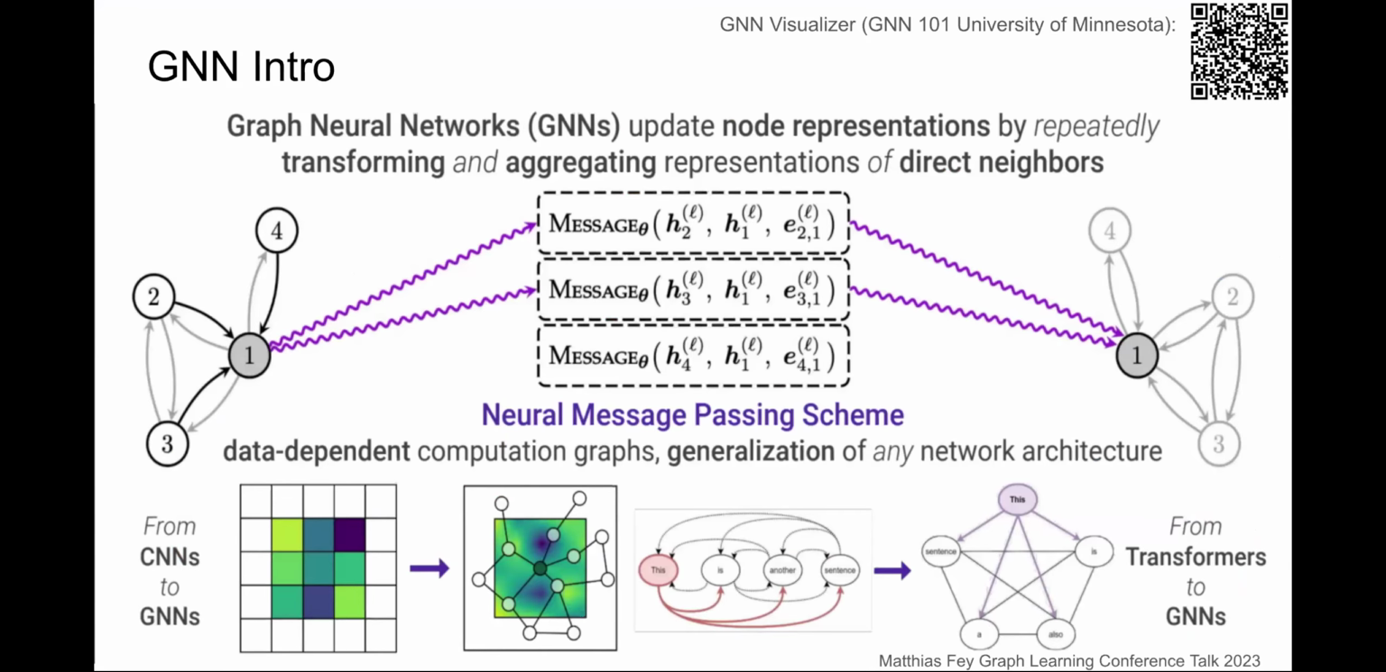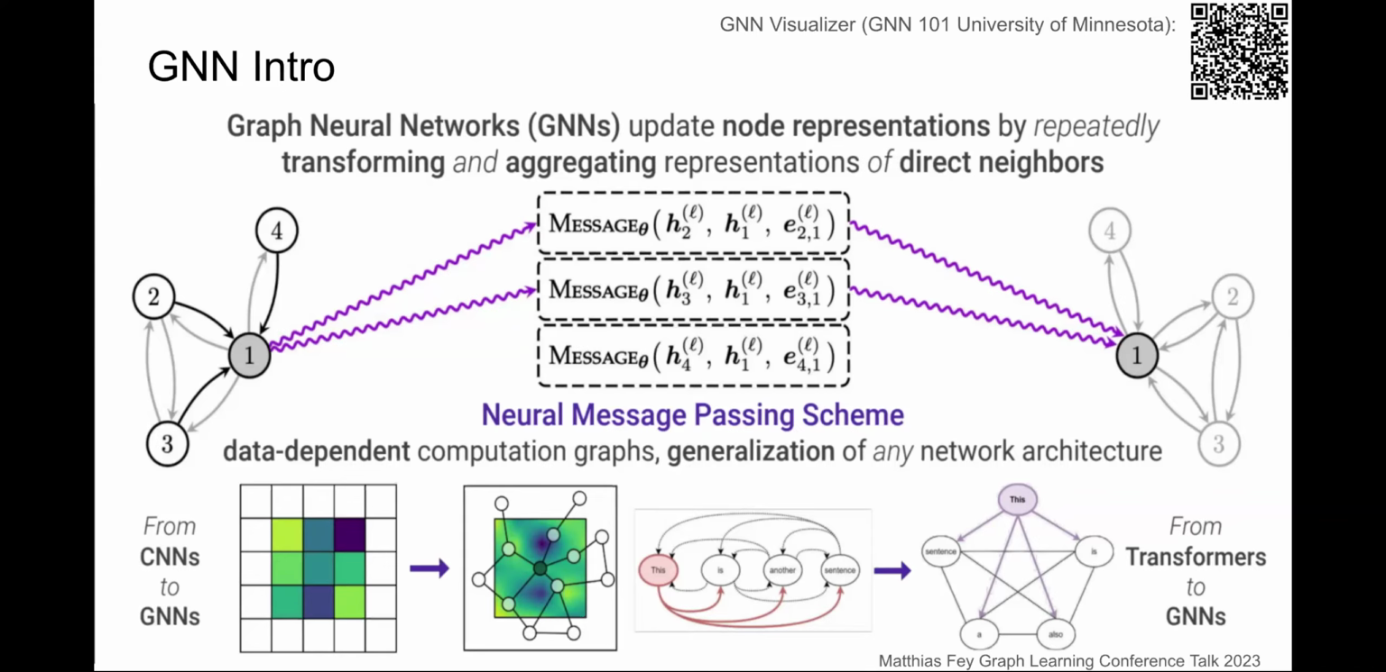This slide has been adopted from a 2023 talk given by the creator of PyG, Matthias Fey. He defines GNNs as models that update node representations by repeatedly transforming and aggregating representations of direct neighbors. The diagrams here explain this quite well, and I'll walk through each. The top is the most basic example. We have a single layer of a GNN, which computes the embeddings of any single node. In this case, let's look at node 1, as a function of the embeddings of its direct one-hop neighbors.